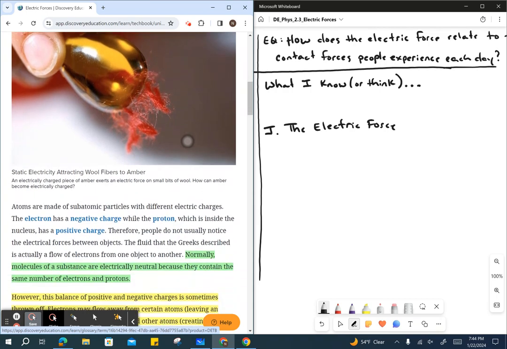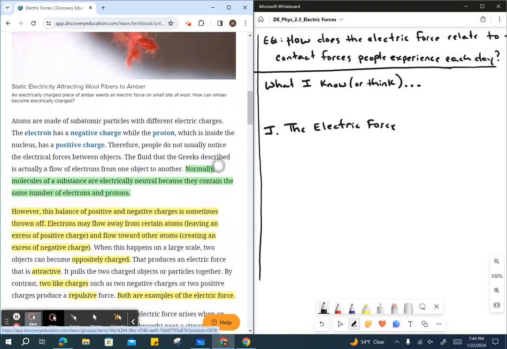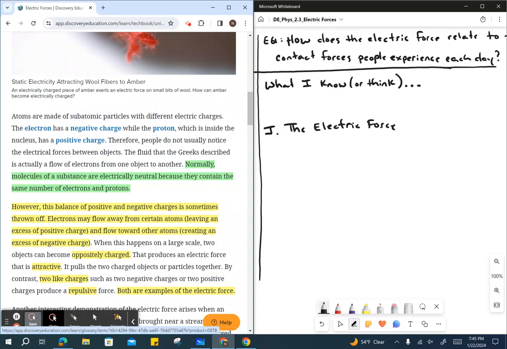So we'll continue to move through here. Atoms are made of subatomic particles. You know that. Electrons with their negative charges, protons with their positive charges. Protons, of course, are located inside the nucleus. In green, you'll see here we've highlighted normally molecules of a substance are electrically neutral because they contain the same number of electrons and protons. That maybe is worth writing down, okay?